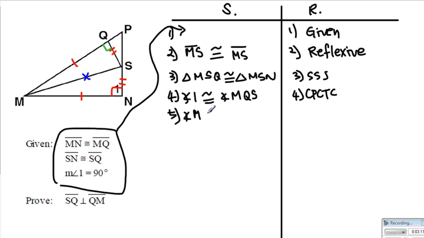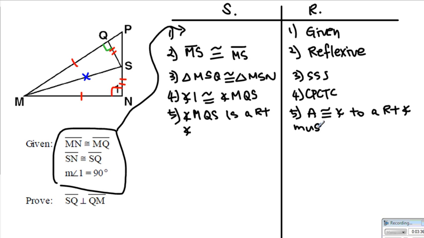Now, statement number 5, from then on, we get to say angle MQS is a right angle. And the reasoning behind that would have been a congruent angle to a right angle must be right also.